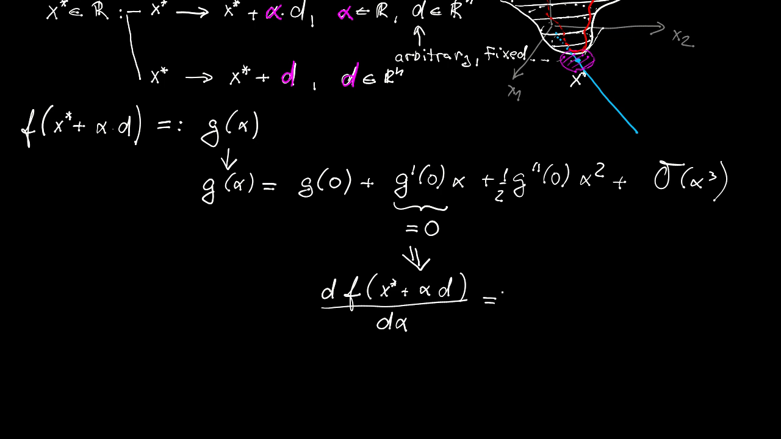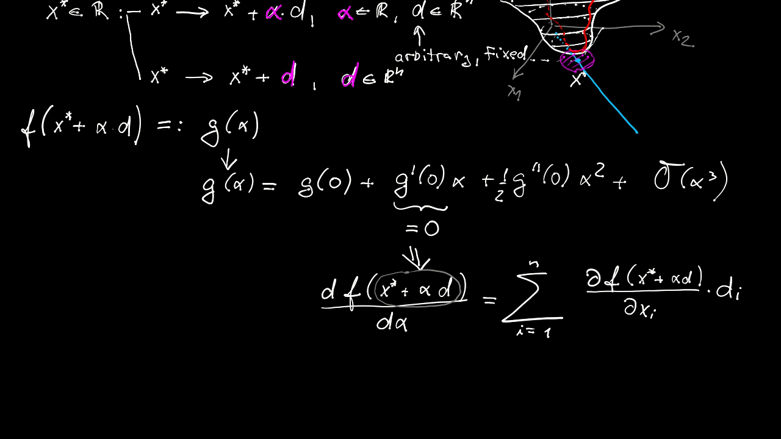Now, invoking the chain rule for differentiation of composed functions, we can write this derivative as a sum of n terms, and each term is always the partial derivative of f with respect to the ith component of the x vector, times the derivative of this internal argument with respect to alpha, which is d. So I will have d_i over here.